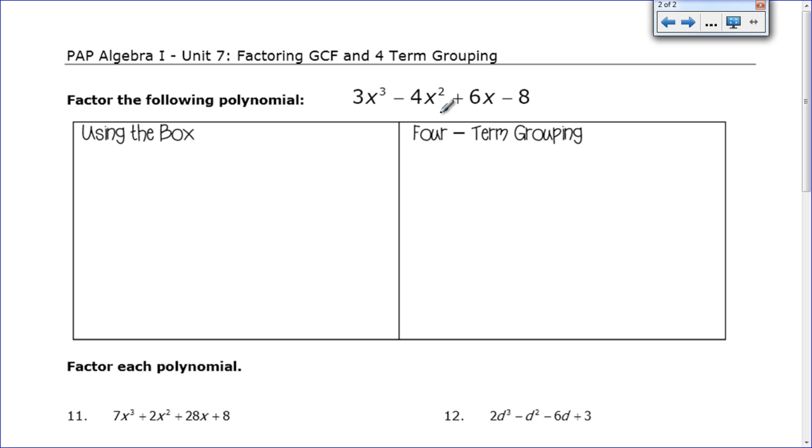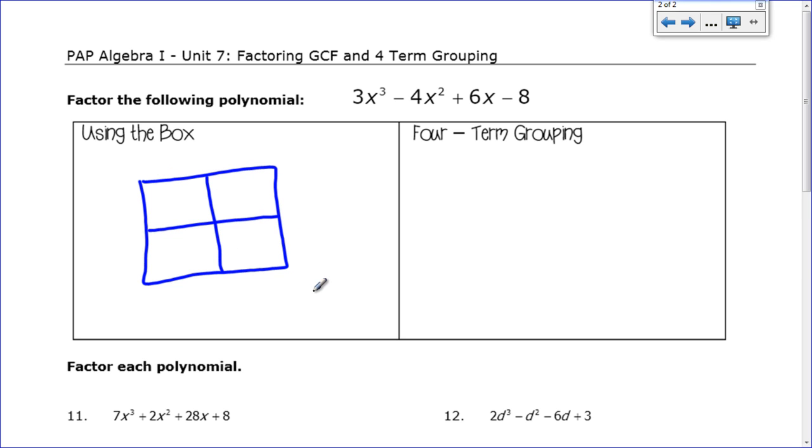So we're going to start with this polynomial. I've got 3x cubed minus 4x squared plus 6x minus 8. And if I look at this, 3, 4, 6, and 8, and if you list out all your factors, the only thing they have in common is a 1. So it doesn't help you to pull out a greatest common factor, because 1 times anything just makes what you started with. So we have to use something different. So we're going to use the box method. I have 4 terms, so my box has to have 4 little pieces. And so this time we're going to start inside the box, and we're trying to figure out what goes outside. So we're going to fill this in. 3x cubed goes here, then minus 4x squared, then plus 6x, and minus 8.